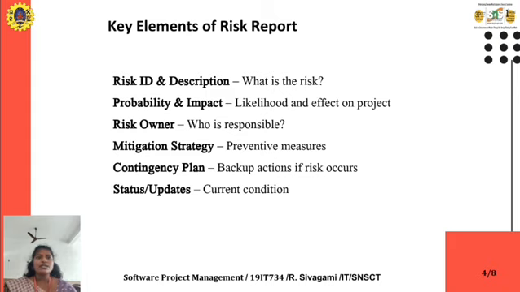The next one is probability and impact, meaning the likelihood and effect on the project. The next one is risk owner. What is the responsibility? If we find a risk in our project, what are we going to do to rectify it? This is who is responsible for this.